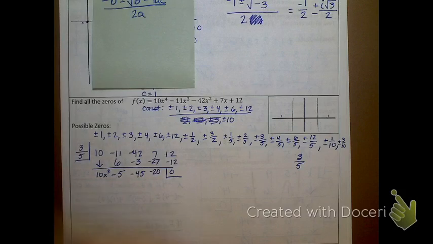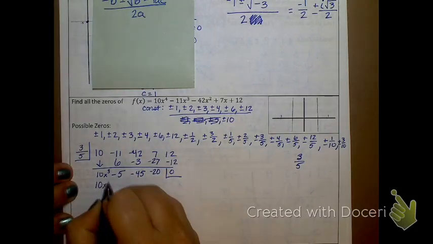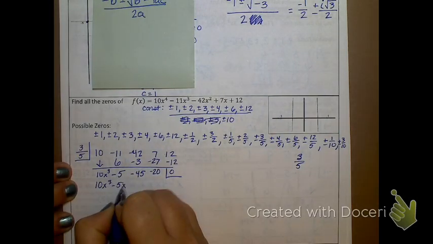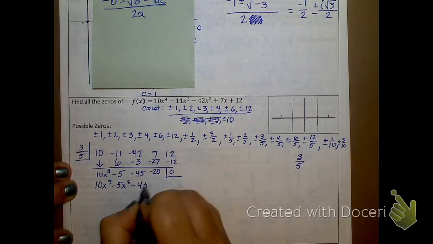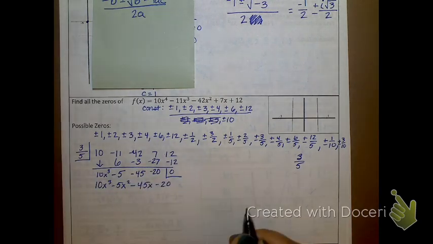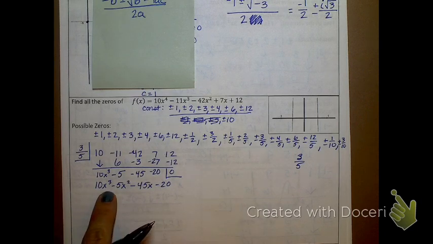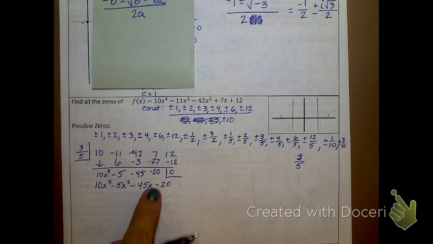Now let me think about this for a minute. If I have 10x to the 3rd minus 5x to the 2nd minus 45x minus 20, I don't think I could use grouping. Because if I took out 5x squared here, I'd have 2x minus 1. And if I took out 5x, I'd have like 9x and something. They wouldn't match. So I got to go another degree down. So let's go back to Desmos.